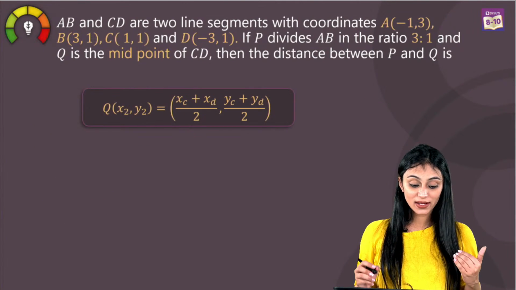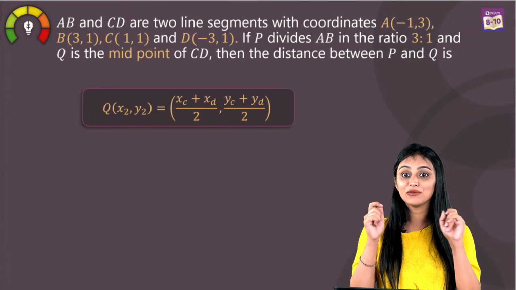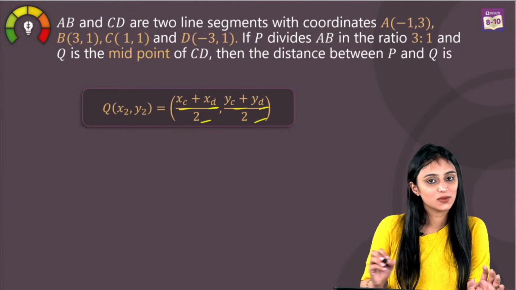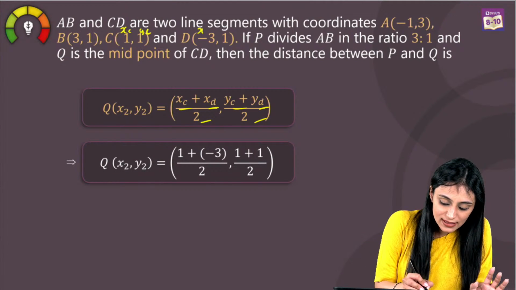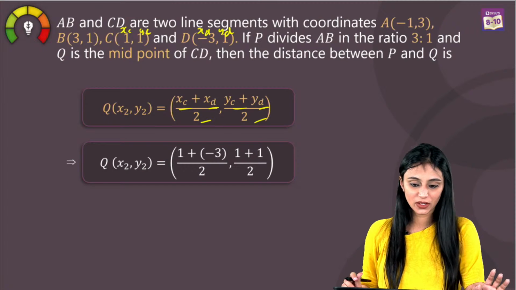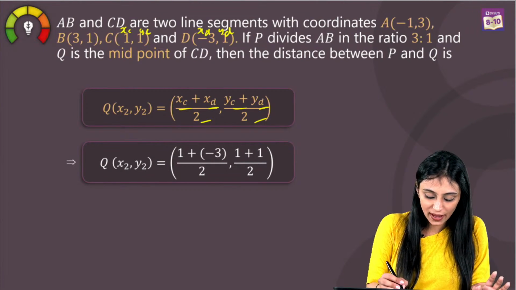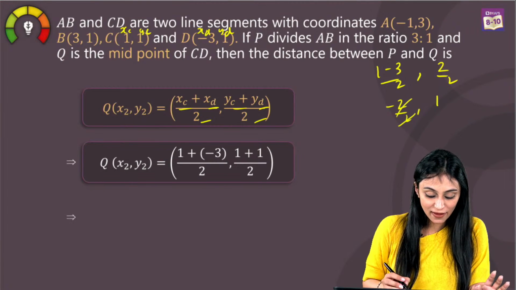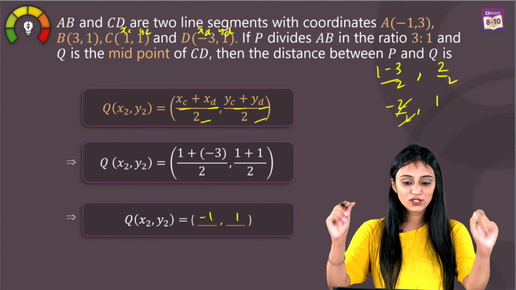Now it's time to find out the coordinates of Q, x2, y2, which we discussed that we'll be using the midpoint formula. That's (xc plus xd) by 2, (yc plus yd) by 2. What is xc here? This is xc, yc. This is xd, yd. Let's put the values here. So what do we get? We have here (1 minus 3) by 2, 2 by 2. That's going to be minus 2 by 2, and this is 1. So we have minus 1 and 1 over here. These are the coordinates of Q.